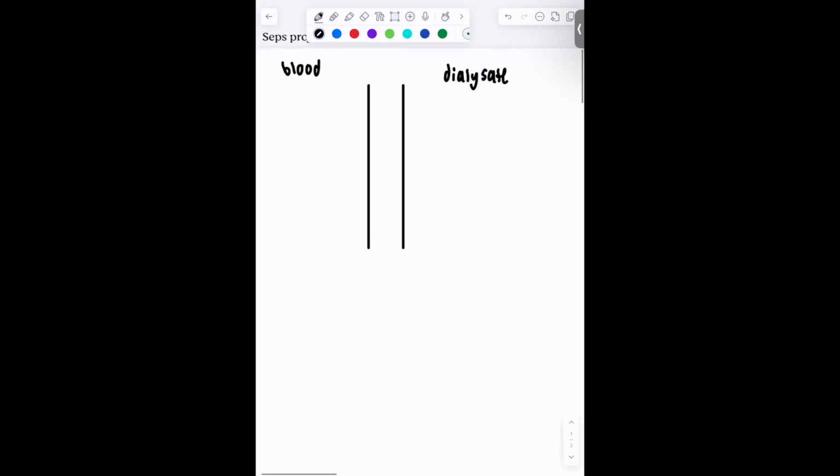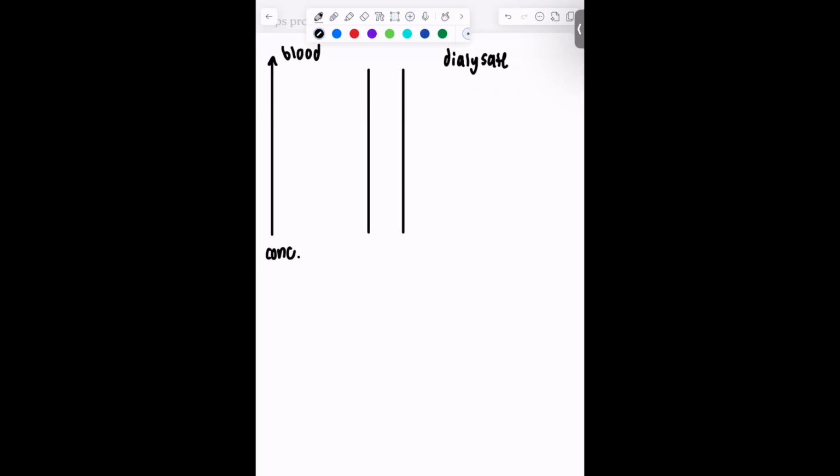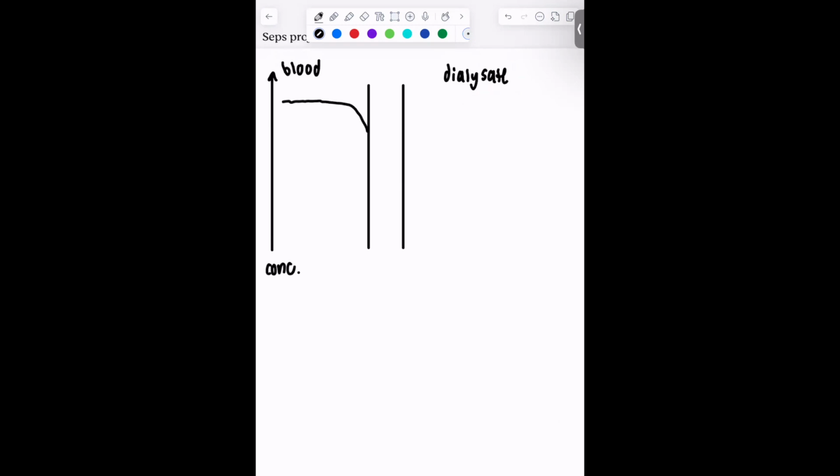So on this axis right here, this is concentration. And then I'm going to start drawing the different concentrations. So right here is the concentration of the blood. That's similar to what we've seen in class. And then the concentration of the dialysate. The differing thing that we have here is the line in the membrane.